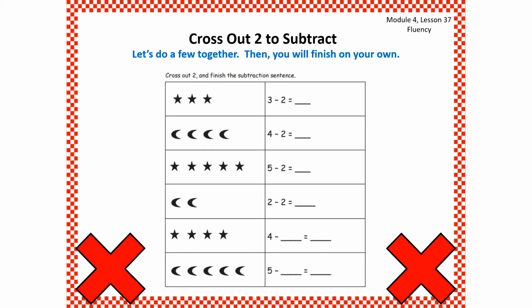So let's do the first 2. How many do I have? I have 3. So let's hide 2. How many do I have left? 1. That's right. So 3 minus 2 equals 1. Perfect. How many moons do I have? That's right. I have 4. Now hide 2, or cross out 2. How many do we have left? That's right, 2. Now say the subtraction sentence starting with 4. 4 minus 2 equals 2. Good job doing that together with me. Now I want you to do the last 1, 2, 3, 4 problems by yourself.